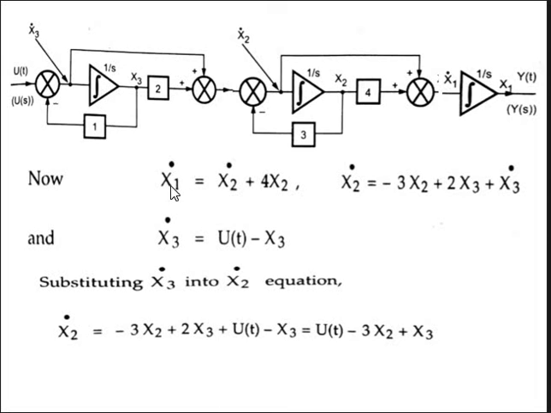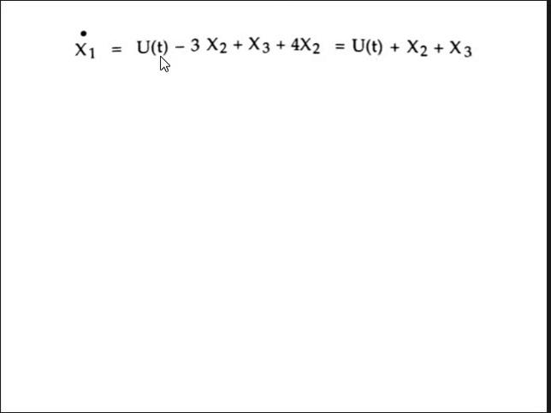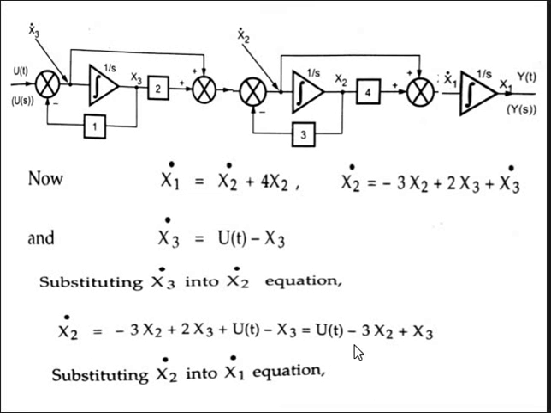And x1 dot of t is also not in standard form. So substitute x2 dot of t in the x1 dot of t equation. Therefore x1 dot of t is equal to u of t minus 3 into x2 of t plus x3 of t plus 4 into x2 of t, that is equal to u of t plus x2 of t plus x3 of t. Now x1 dot of t is also in standard format. So this one is standard format, x2 dot of t is also standard format, and x3 dot of t is also standard format.